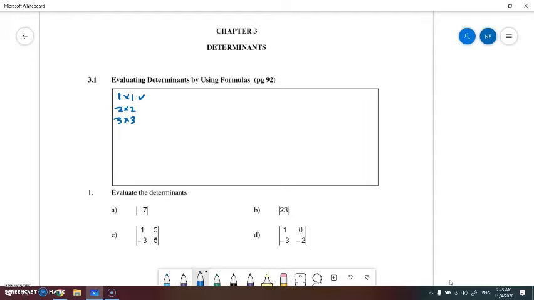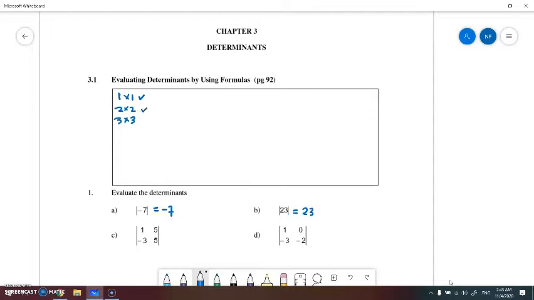For this example, evaluate the determinant. So what is the determinant? If you only have one element, the determinant is directly the element. So if let's say the determinant of 23, it's 23.